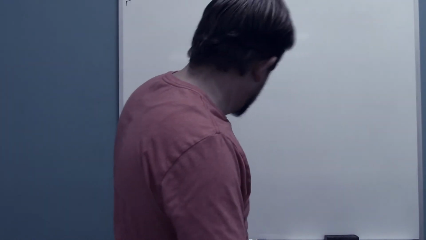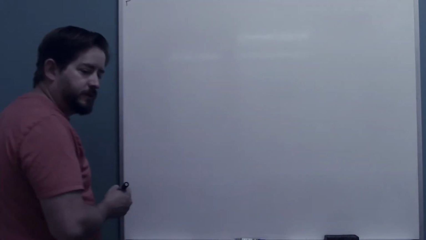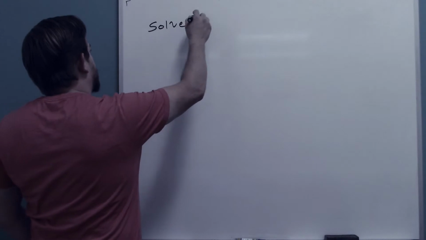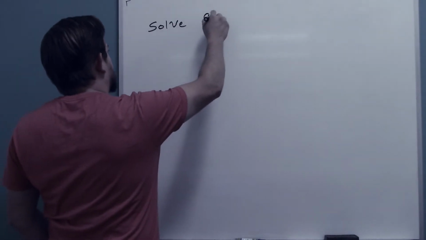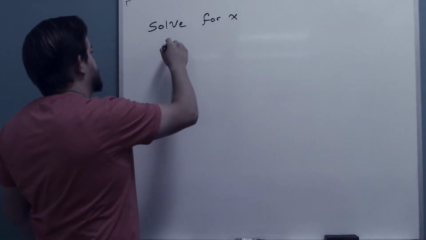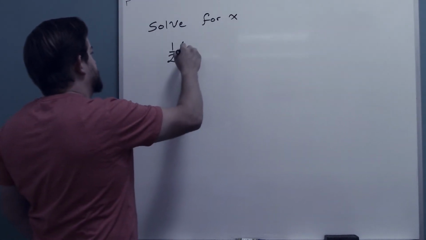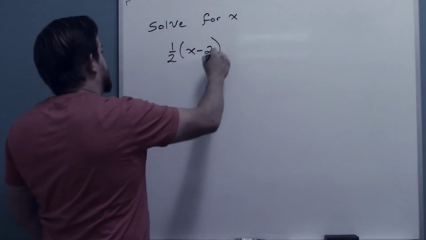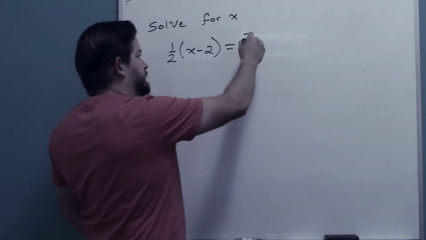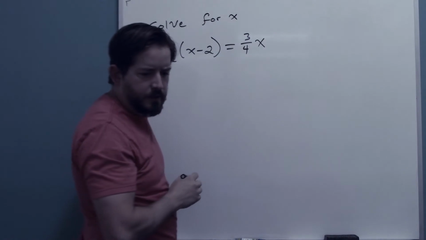The next one was about fractions and how to know what to do with these fractions. So let's say that we want to solve for x. And I have, let's say, 1/2 times x minus 2 in parentheses is equal to 3/4 x plus 2.